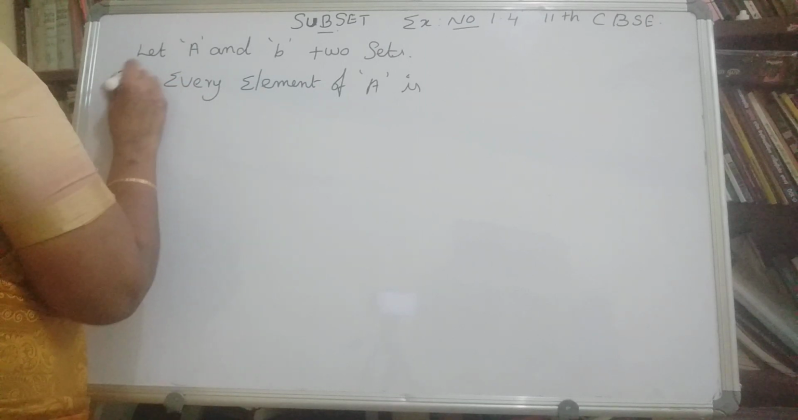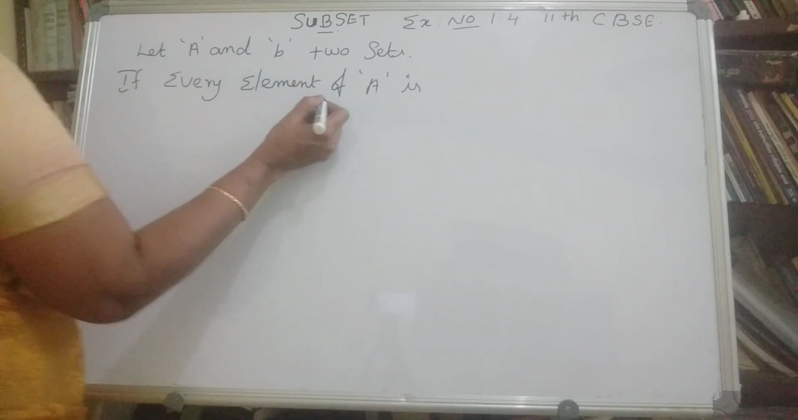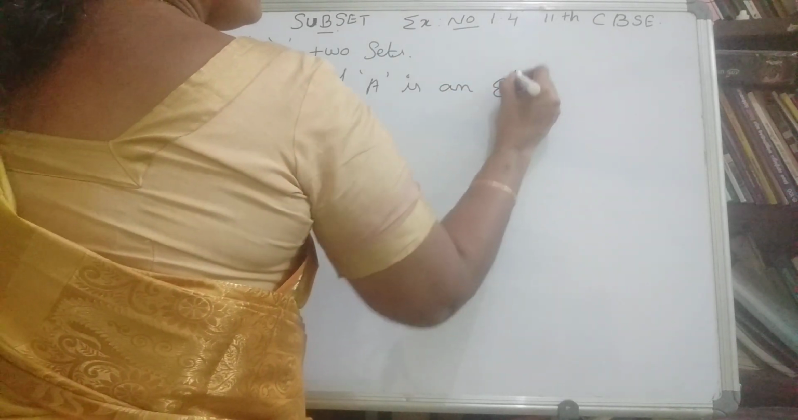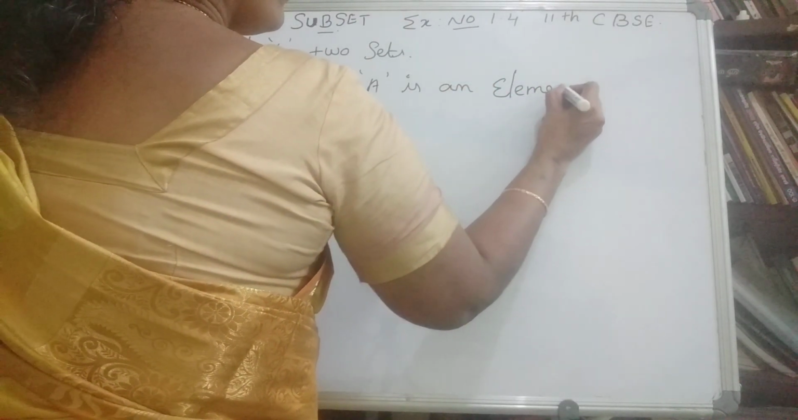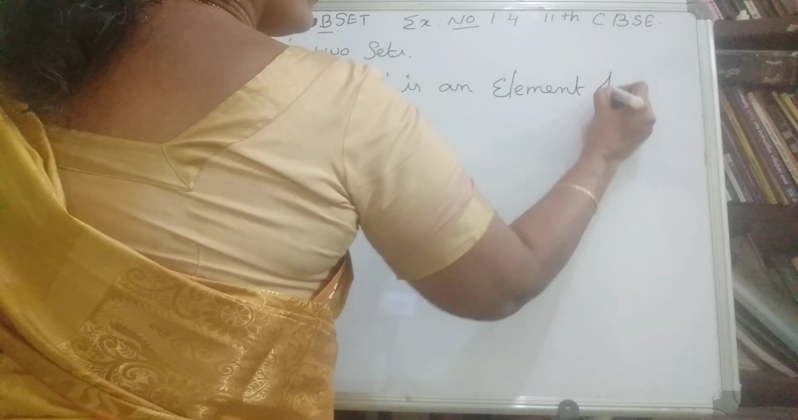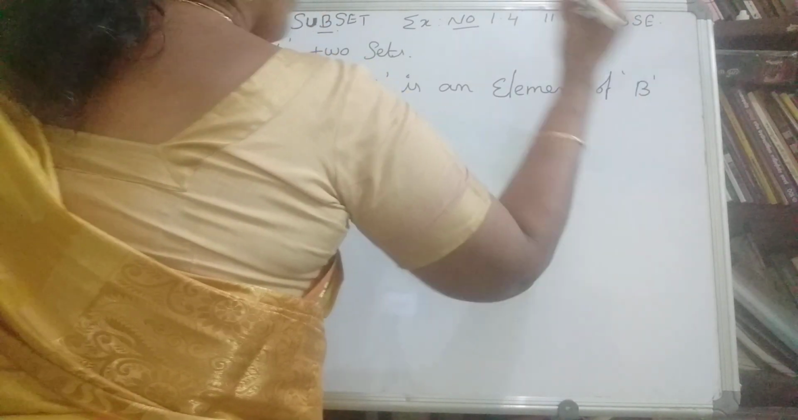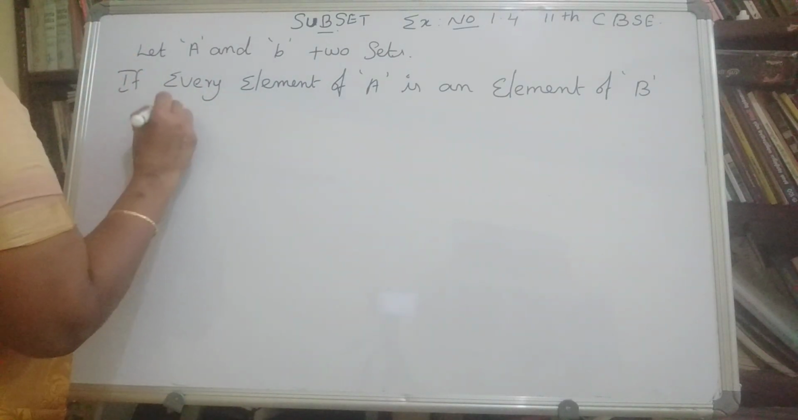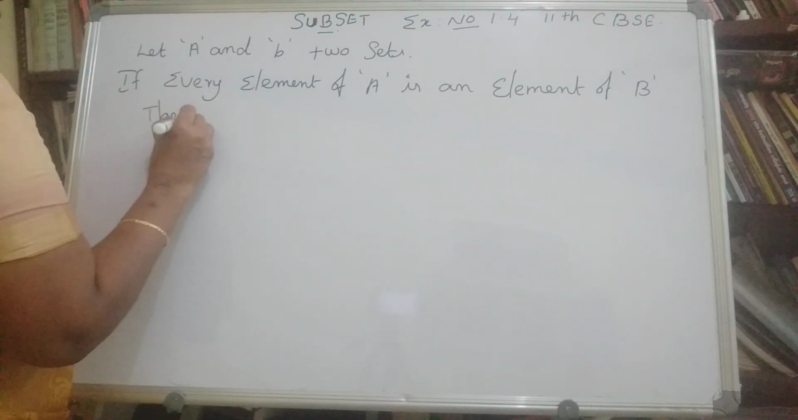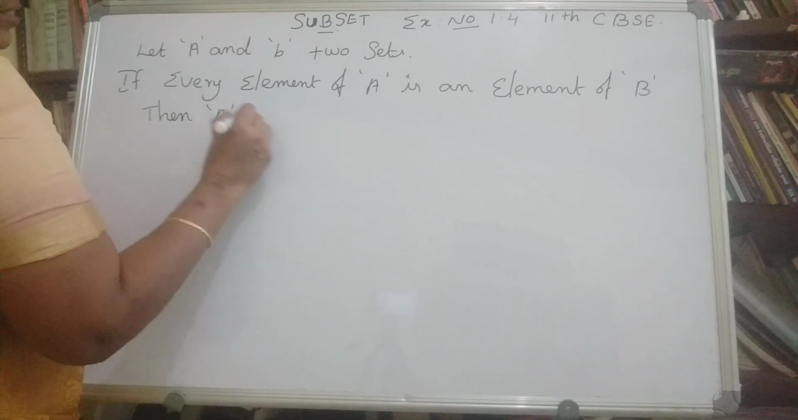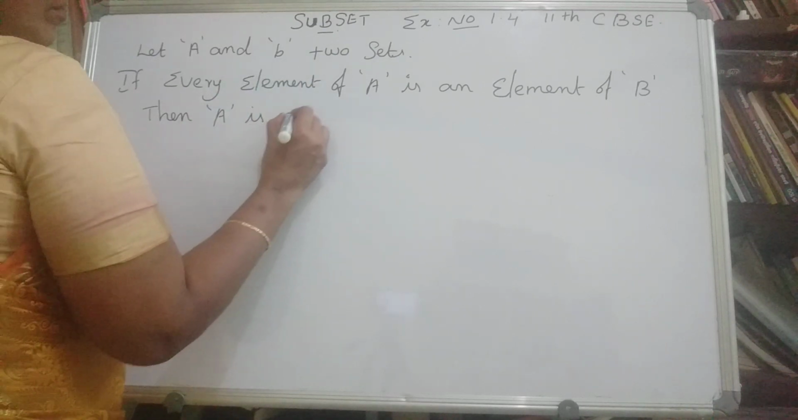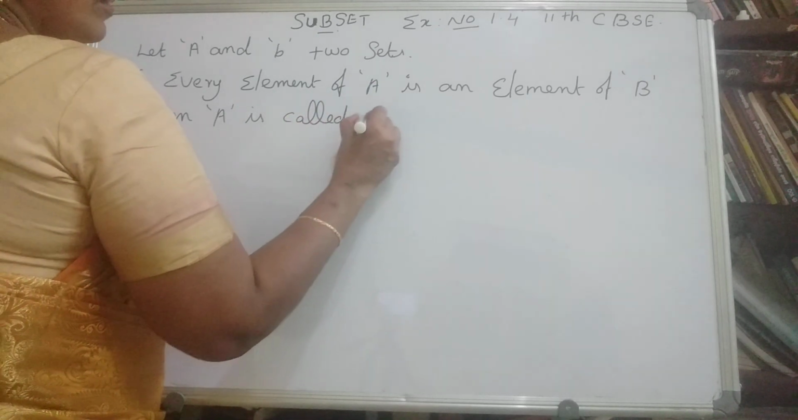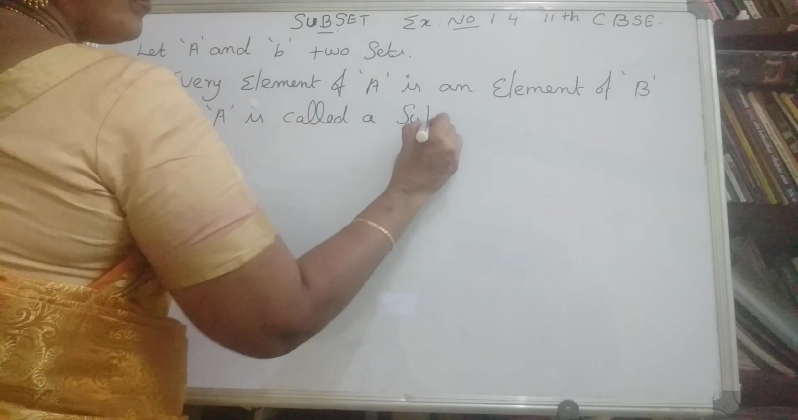If every element of A is an element of B, then A is called a subset of B.